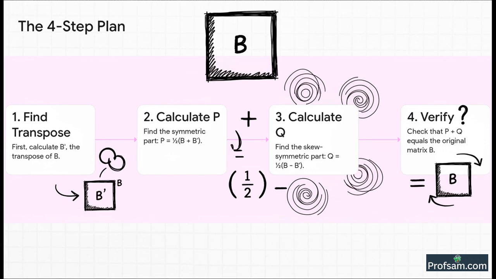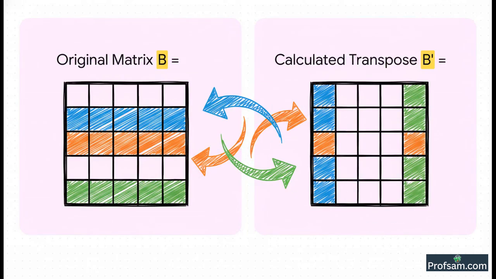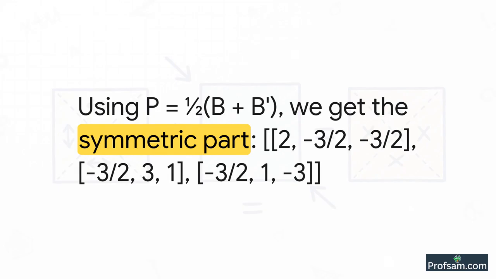Okay, let's go. Step 1, find the transpose. On the screen, you can see our original matrix B. Now, to get its transpose, B prime, what do we do? We just swap the rows and columns. The first row becomes the first column. The second row becomes the second column. The third row becomes the third column. That's it. Step 1 is done. See? Super easy.